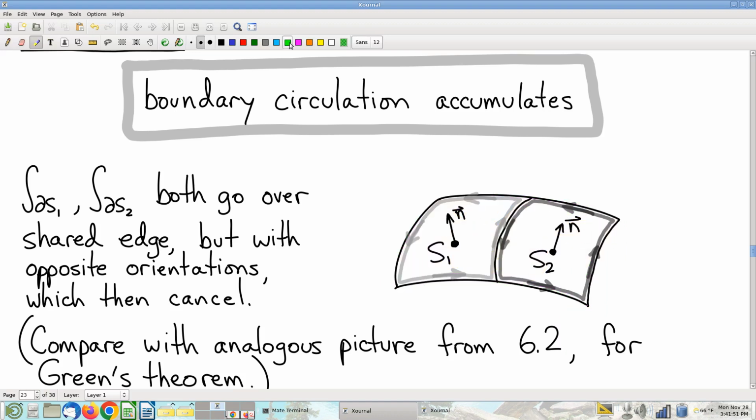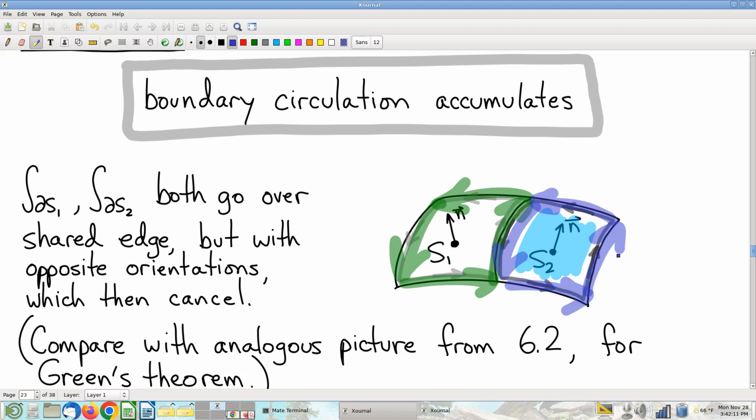Now we look at just the left, and that gives us that. We look at just the right, and that boundary circulation gives us that. And when you add those up, I claim that these two edges here, if you look at those two pieces, well, they're on the same curve. The same little curve up here in space.